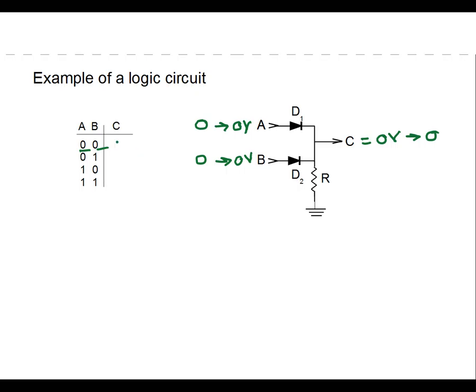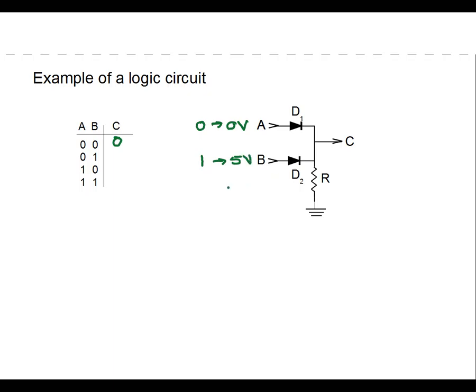So what we have is the first term here is C is equal to 0. Okay, that's pretty straightforward. Let's go through and look at the second term. And remember, the first term was C is equal to 0. The second term is when A is equal to 0 and B is equal to 1. When A is equal to 0 and B is equal to 1, we get 0 volts on A, and then we get 5 volts on B.